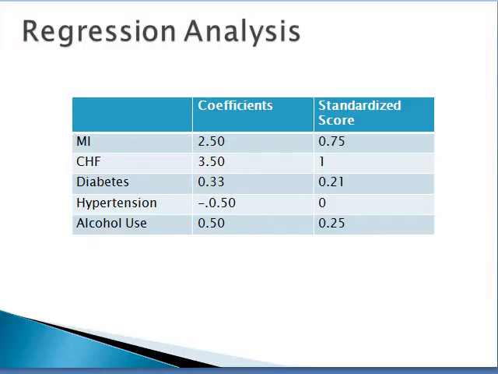Using the coefficients, we standardized them so that they range from 0 to 1 so we could determine the severity of a patient that has multiple diagnoses. As you can see here, CHF has the highest value of 1, which indicates it is the most severe diagnosis. The least severe is the diagnosis of hypertension, which was given a value of 0. The other diagnoses fall in between the two. The standardized scores were calculated using the formula of x minus min divided by max minus min.